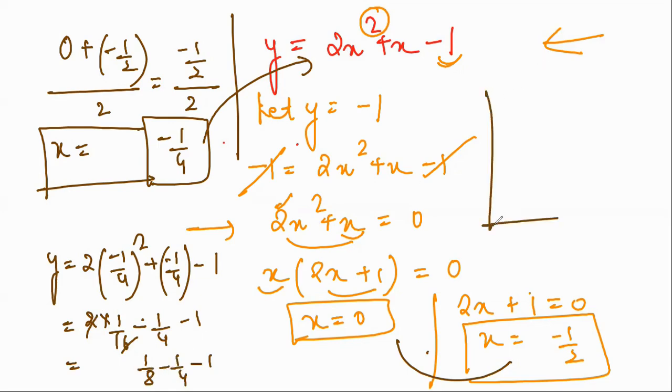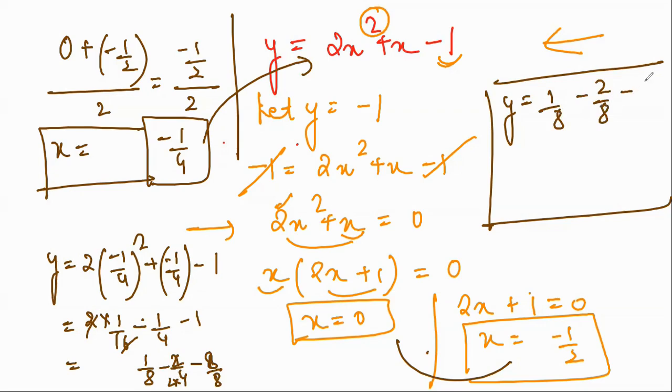I am solving it here because there is less page. So y equals, let's make the denominator the same. I multiplied here by 8, here also by 8, here by 2, and here by 2. So now I got 1 by 8 minus 2 by 8 minus 8 by 8. When the denominator is the same, 1 minus 2 is -1, and -1 minus 8 is -9. So y is -9 by 8.